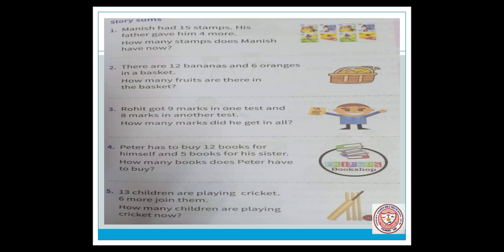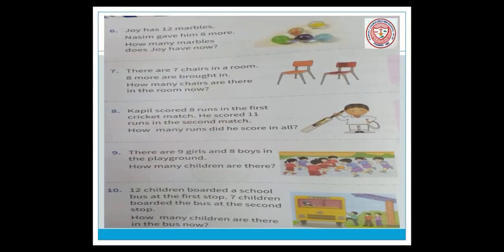Number 4. Peter has to buy 12 books for himself and 5 books for his sister. How many books does Peter have to buy? Number 5. 13 children are playing cricket. 6 more join them. How many children are playing cricket now? Number 6. Joy has 12 marbles. Nasim gave him 8 more. How many marbles does Joy have now?